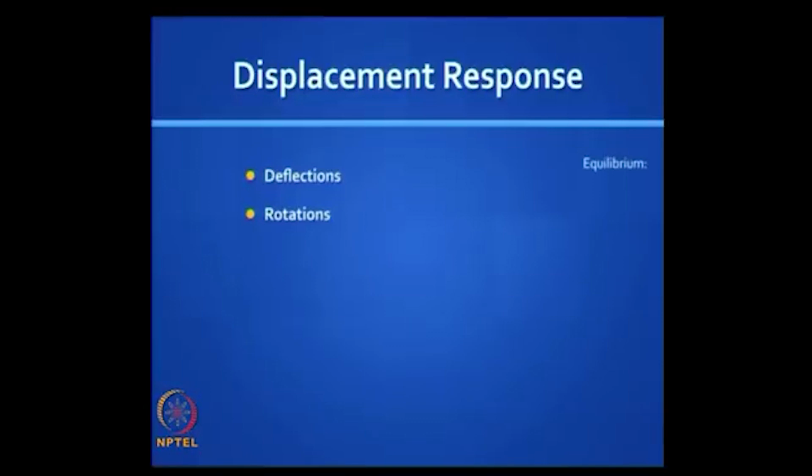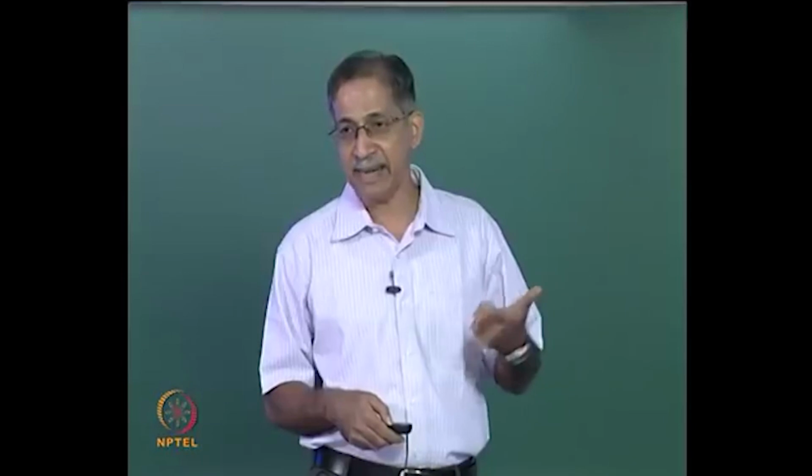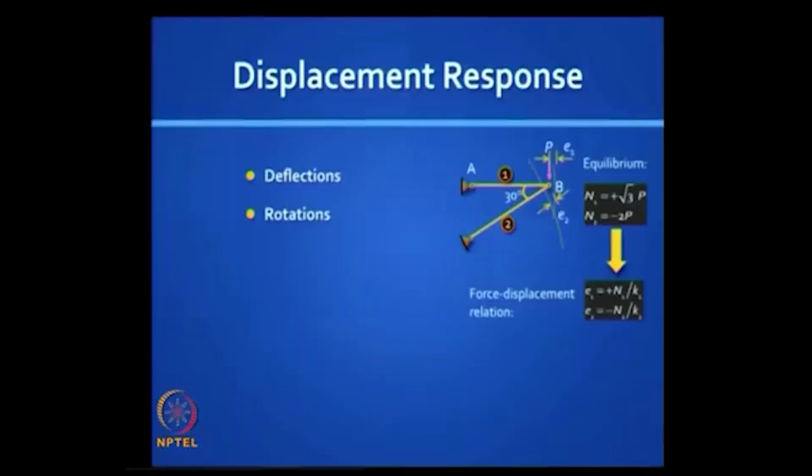So we will conclude with this last slide on displacement response. Force response was finding internal forces and support reactions. Displacement response is all about finding essentially deflections and rotations. So if you take that same example, once you know the internal forces, you know the bar elongations by dividing the actual force in each bar by its axial stiffness. Axial stiffness is EA by L, and if you try to plot this, you will find that bar 1 wants to elongate and bar 2 wants to reduce in length.